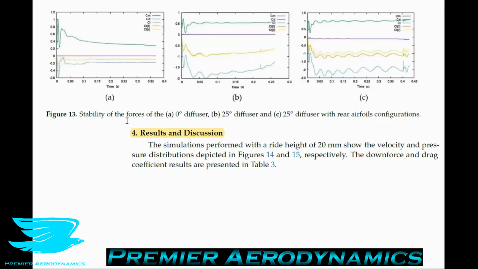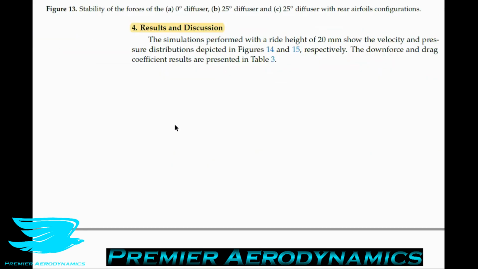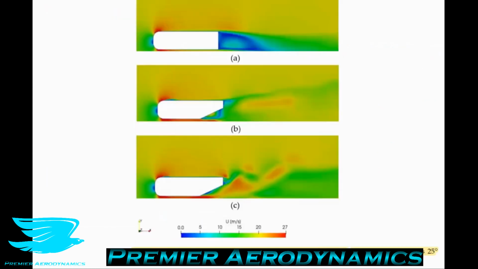So let's talk about the results and discussion. We look at how the diffuser works and how the airfoils work. In figure 14, the simulations performed with a ride height of 20 millimeters show the velocity and pressure distributions. The downforce and drag coefficients are presented in table 3, which we'll look at in a second. But let's talk about the velocity distributions of these armored bodies.